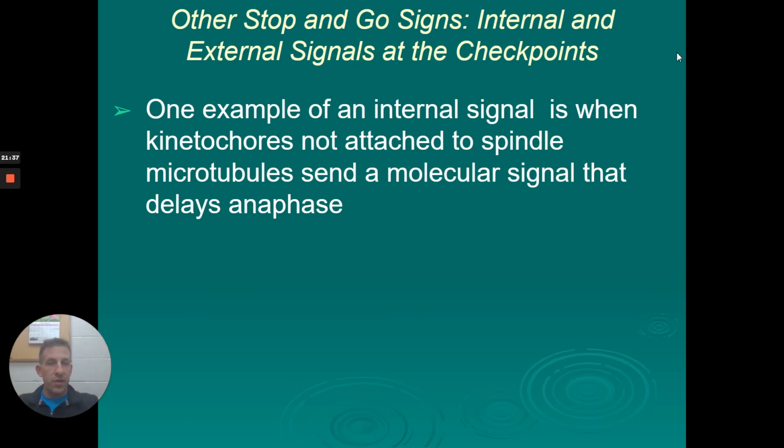Okay, so an example here of an internal signal is when the kinetochores, and we talked about those, don't actually attach to the spindle microtubules, and they send a molecular signal that says, hey, stop, we're not attached to any microtubules, we need you to halt the movement of anaphase, somebody come get us. And so the cell will send out some more microtubules, and eventually those microtubules will attach to the kinetochores of the chromosomes so that those chromosomes can move their way back to the cell's pole.